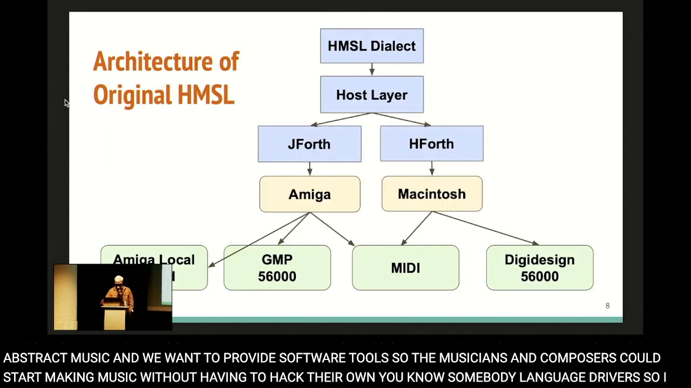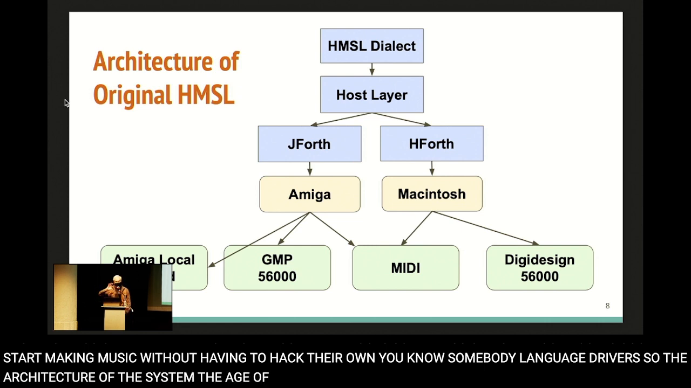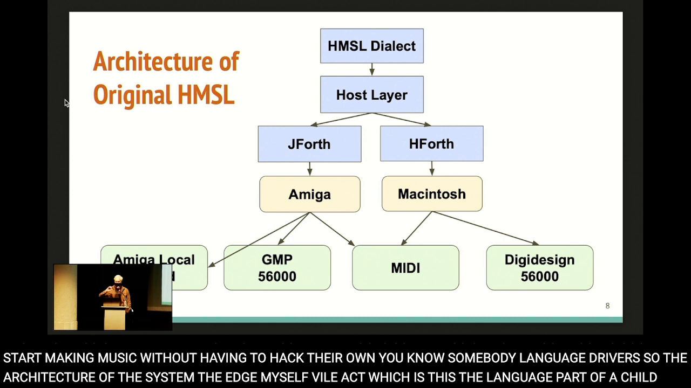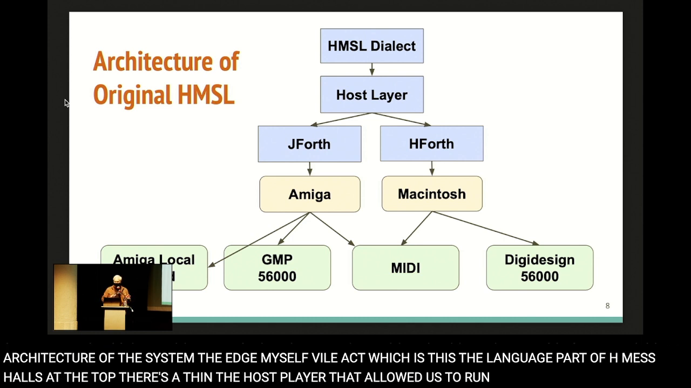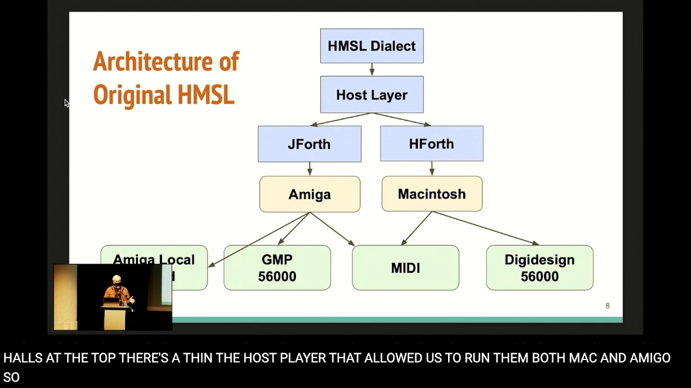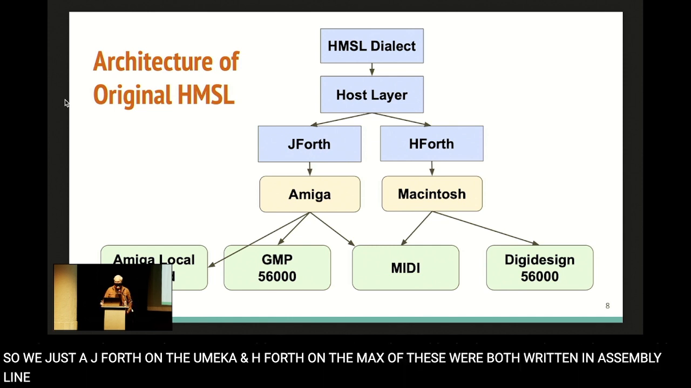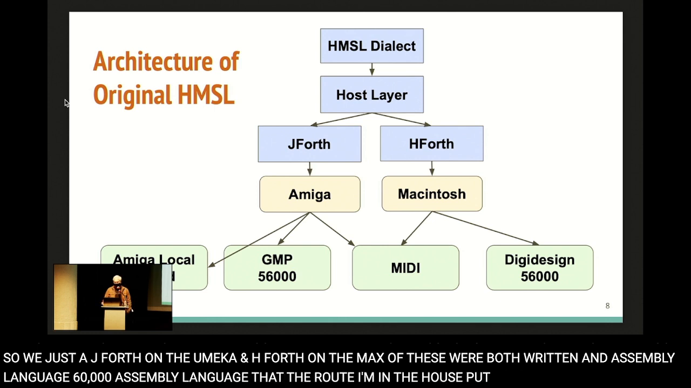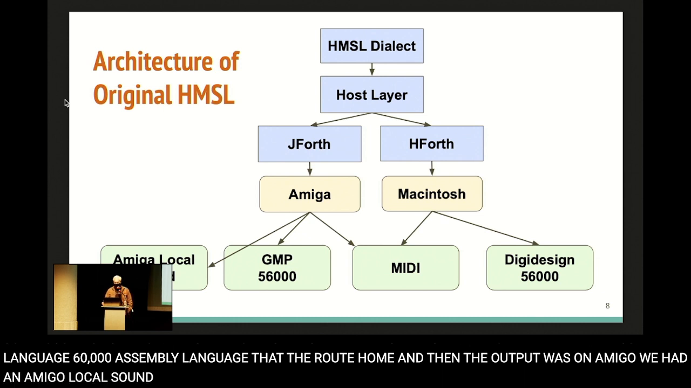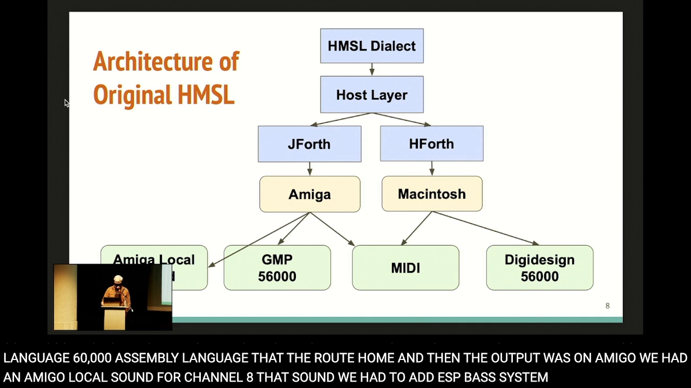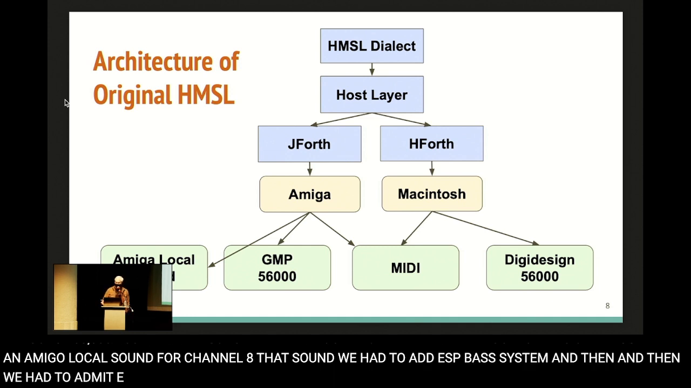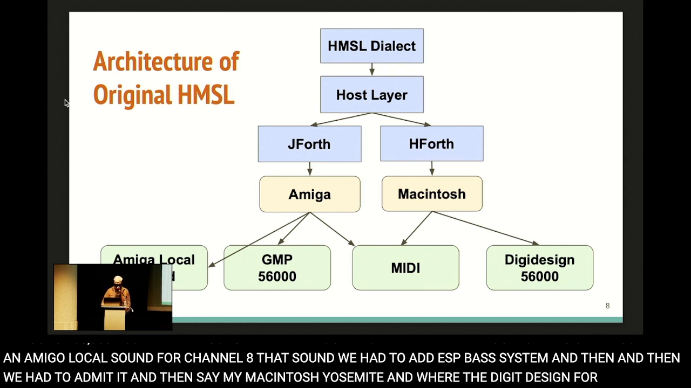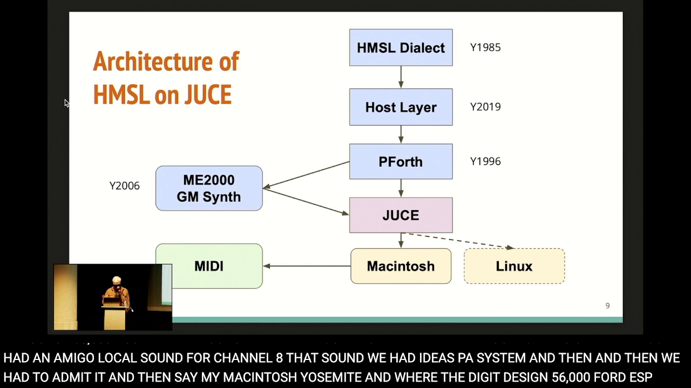So the architecture of the system, the HMSL dialect, which is the language part of HMSL, is at the top. There was a thin host layer that allowed us to run on both Mac and Amiga. So we used J4th on the Amiga and H4th on the Mac. These were both written in 68000 assembly language at the root. And then the output on the Amiga, we had Amiga local sound, 4-channel, 8-bit sound. We had a DSP-based system that could be added on, and then we had MIDI. And then same on Macintosh, we had MIDI, or the DigiDesign 56000 for DSP.